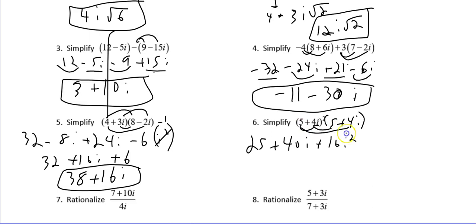Remember, anytime you write an i squared, put it in parentheses, put a -1 in its place. That's going to make the 16 negative. Now again, I could rewrite this right now, or I could just think of it as -16 and combine with the 25 and go right to the answer of 9 plus 40i. If you need to take that second step and write 25 plus 40i minus 16, go ahead. Whatever's comfortable for you.